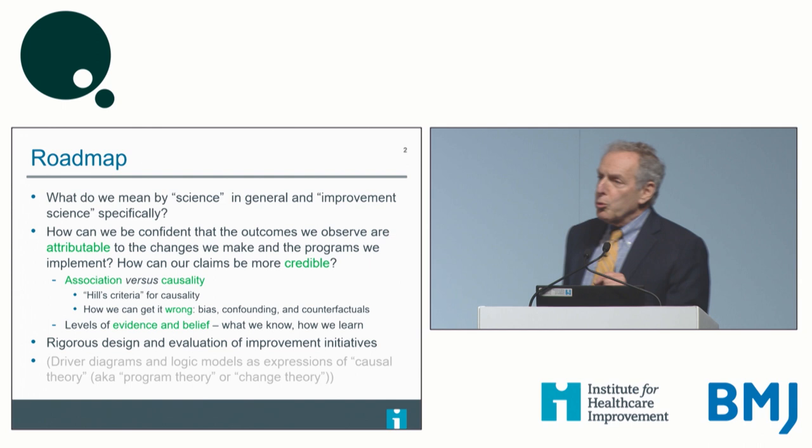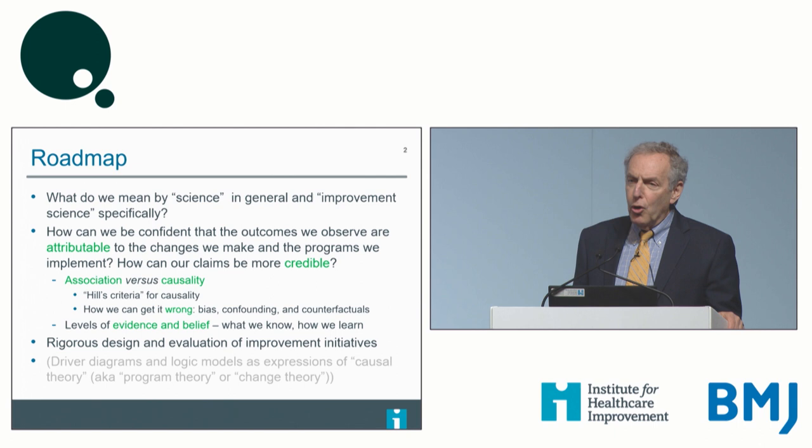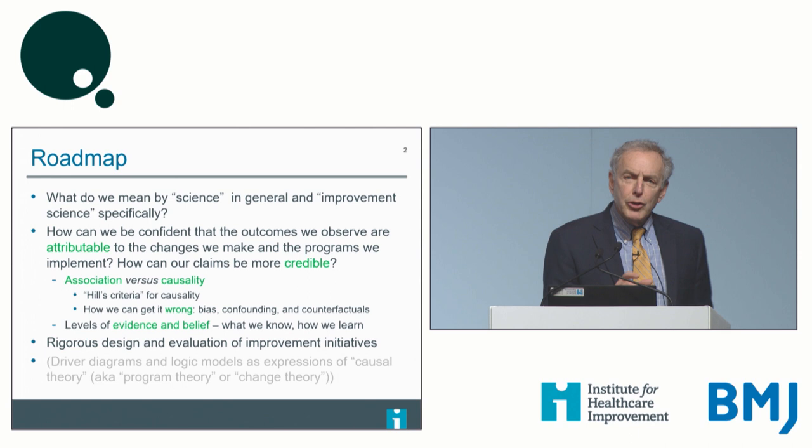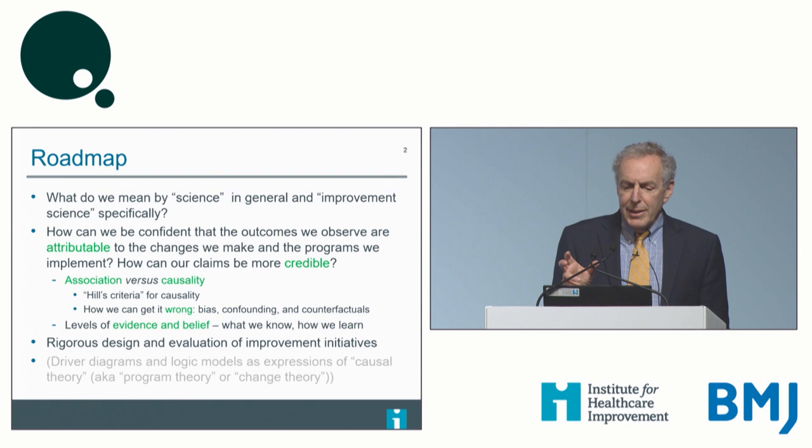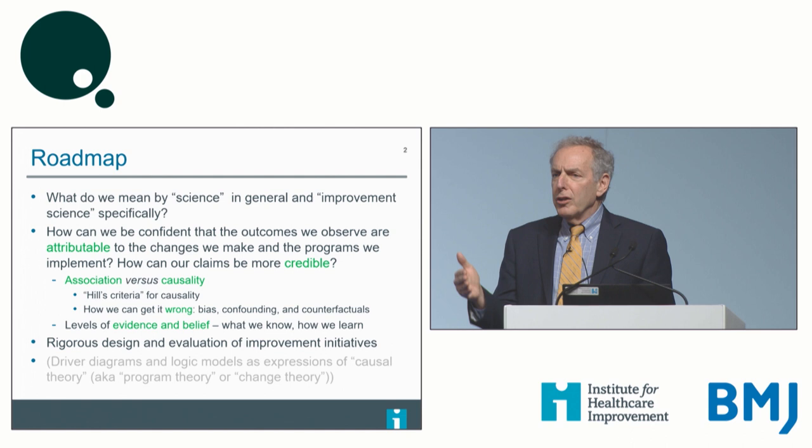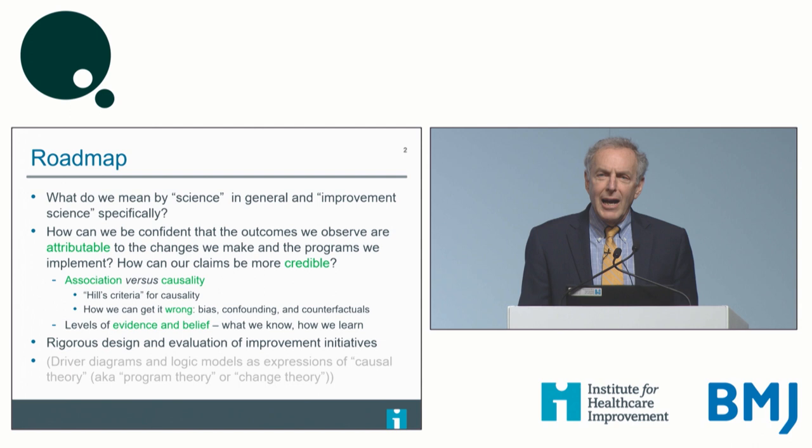And how can our claims be more credible? I'm going to talk a fair amount about association versus causality. And for those of you who don't know Hill's criteria, we're going to go over them in a bit of detail and talk a little bit about how we can get it wrong when we say that what we've done has caused a certain outcome. And we'll talk about evidence and degree of belief and how confident we are about what we've learned.